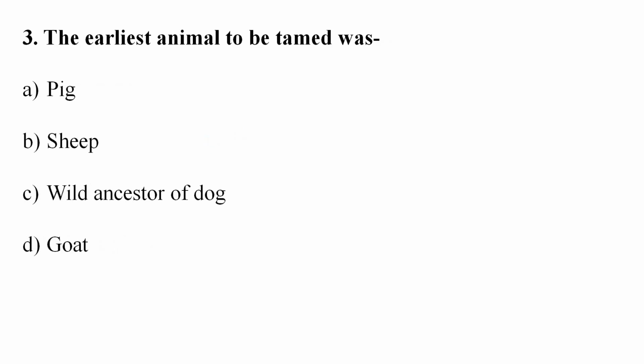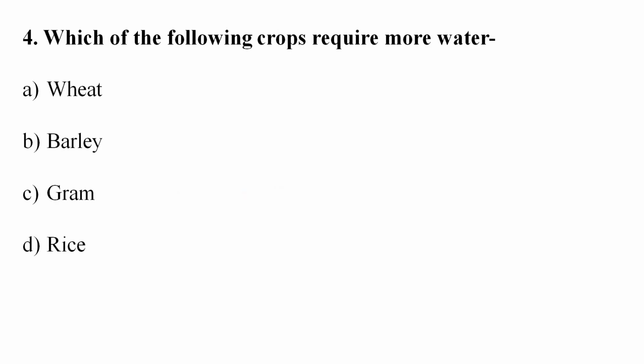Question 3. The earliest animal to be tamed was: option A, pig; option B, sheep; option C, wild ancestor of dog; and option D, goat. Your correct answer is wild ancestor of dog. Question 4. Which of the following crops require more water? Option A, wheat; option B, barley; option C, gram; and option D, rice. Your correct answer is option D, that is rice.